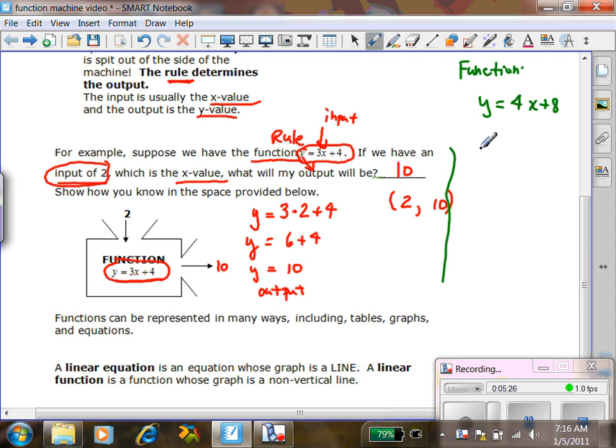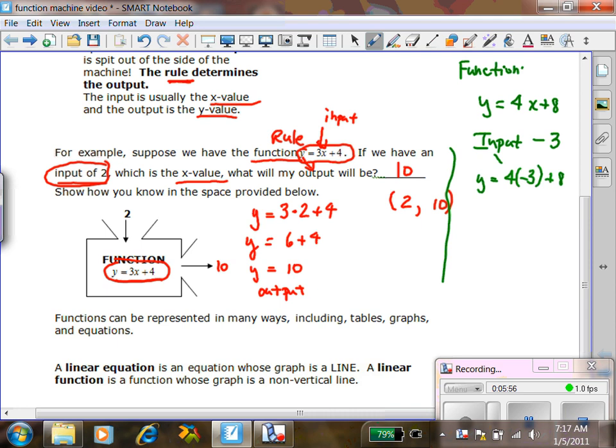So let's put an input of, I don't know, what do you think? I know, let's try a negative number. Let's make it a little more interesting. Let's put an input of negative 3. So if I put in negative 3, remember x is your input, I'm going to say 4 times negative 3 plus 8. And now we plug and chug, drop it into that function machine.